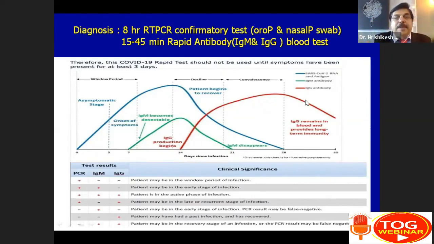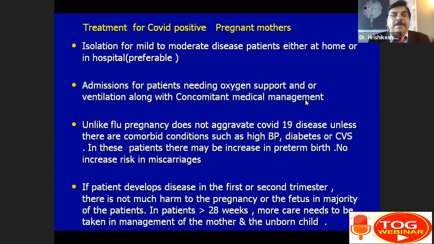This diagram is very important, and I can share it with you if you want. Now, how do you treat COVID positive pregnant mothers? If you want to treat them, you have to isolate them for mild to moderate disease, preferably in the hospital. We would admit this patient for oxygen support and ventilation along with concomitant medical management.